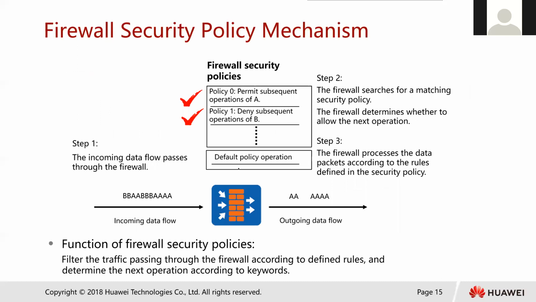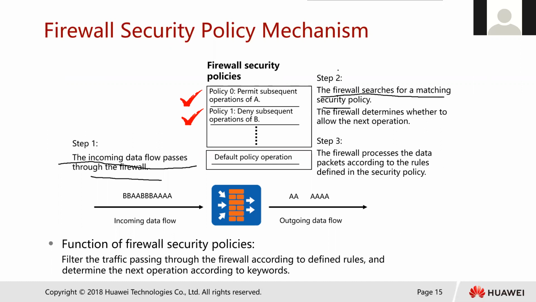When a data flow comes to our firewall, how do the security policies work? What is the mechanism of a security policy? First, the incoming data flow passes through the firewall, and second, the firewall searches for the matching security policy. If you are a network engineer, you can configure many policies.